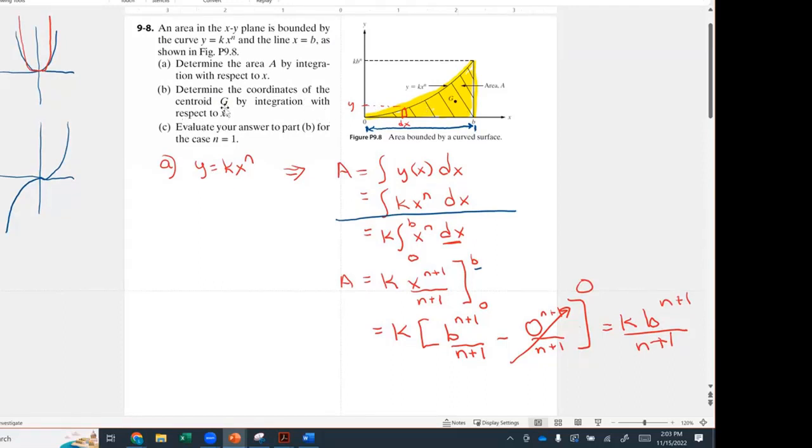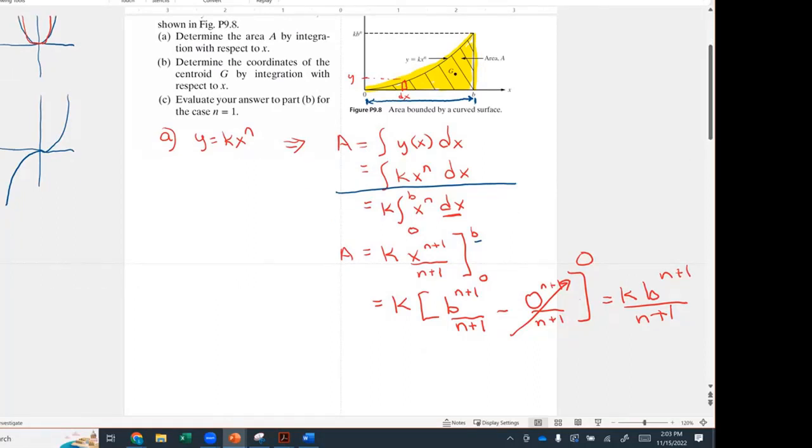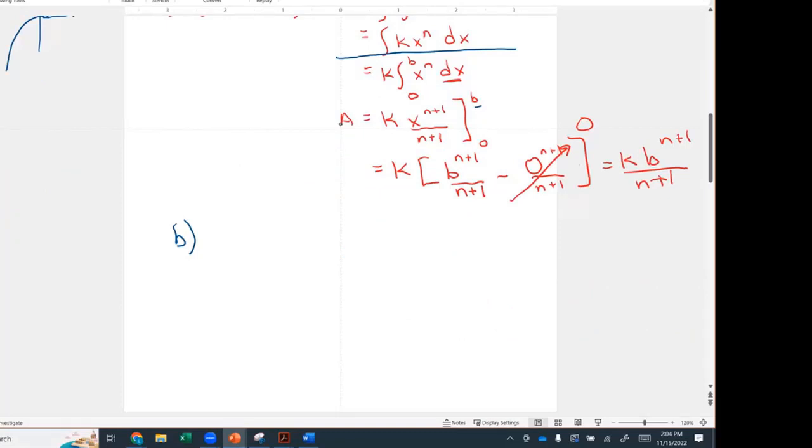Determine the coordinates of the centroid G by integration with respect to x. Okay, so now I know we have a lot of centroid problems. I really want to go over this. Let's say you had a Frisbee. So there's my Frisbee. Pretend that's a Frisbee, and you wanted to just hold it on the tip of your finger. Well, as long as it's evenly distributed, as long as I found the exact center, I could balance it on one finger. This would be the center of mass, which is the same as the centroid.